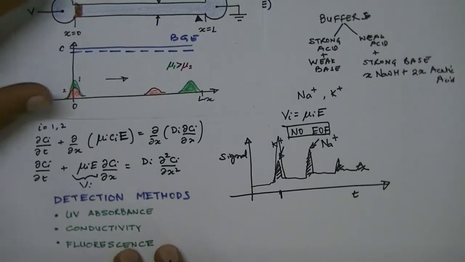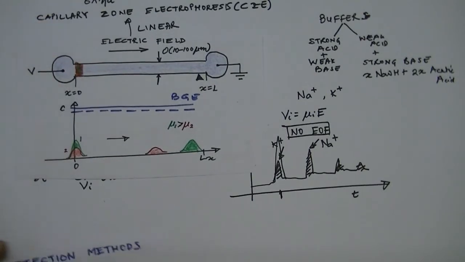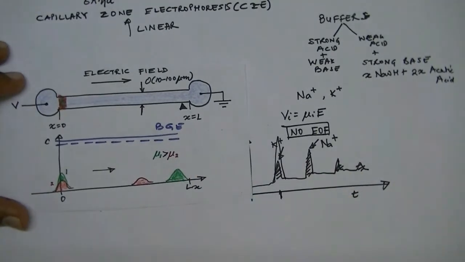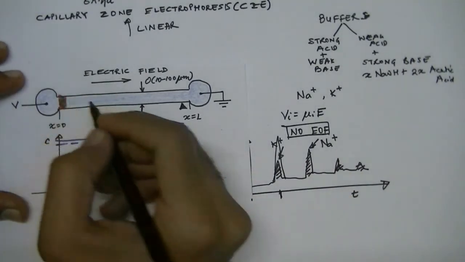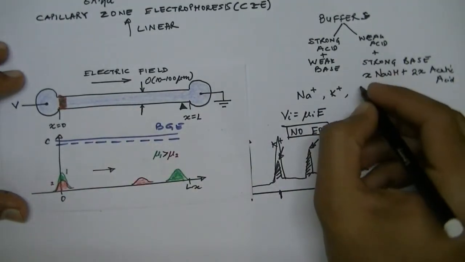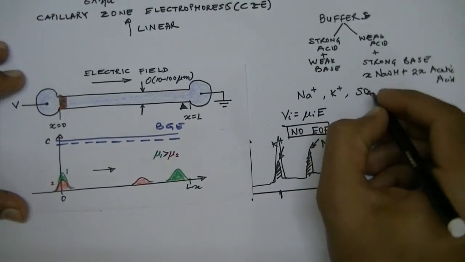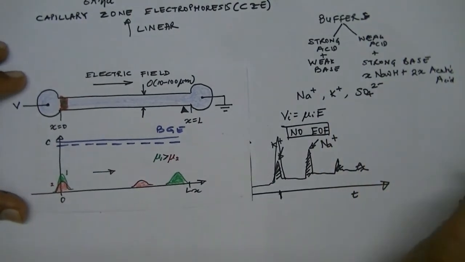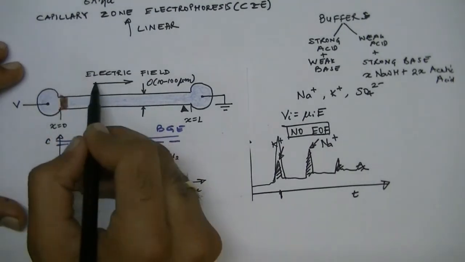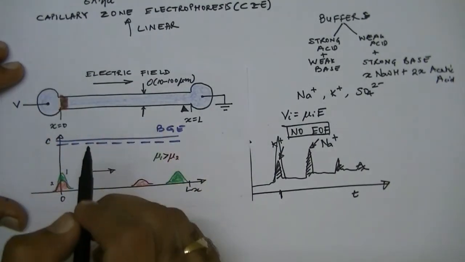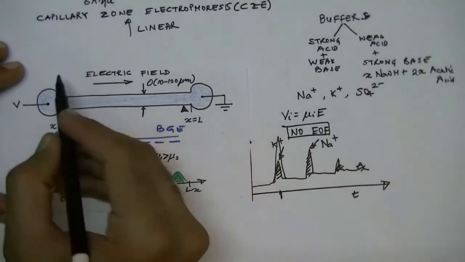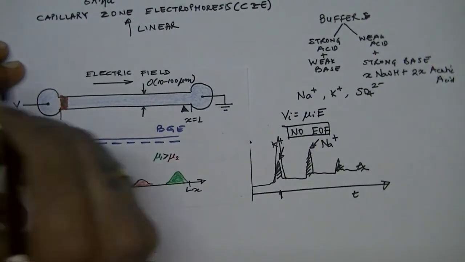Now in practice you need not suppress electroosmotic flow. Actually, electroosmotic flow can be beneficial. So let's say that in this example we also had some other ion. Let's say we had the sulfate ion in the sample as well. Now if we have a glass capillary and we apply the electric field towards the right-hand side, then the sulfate ion would move towards the left.